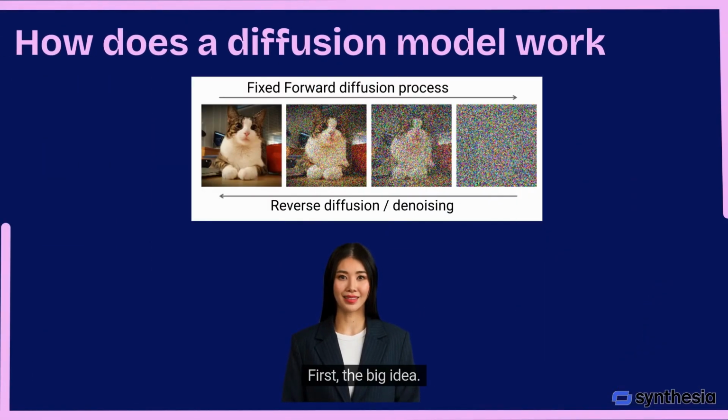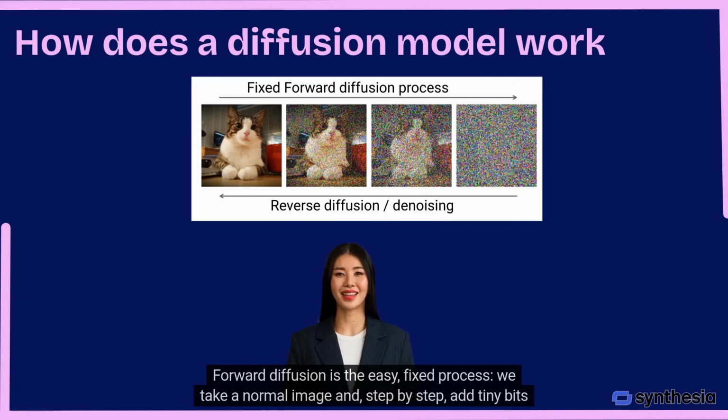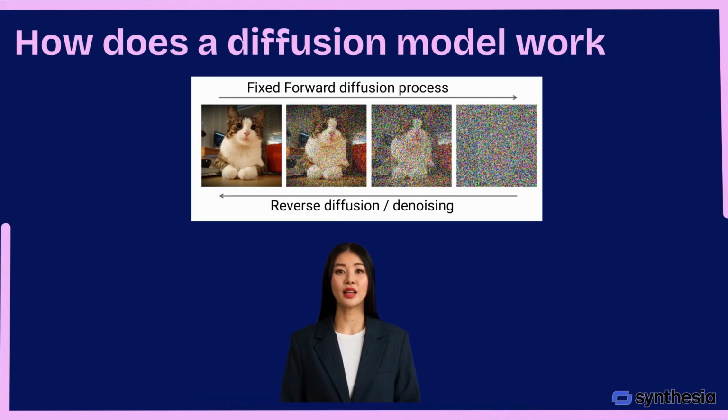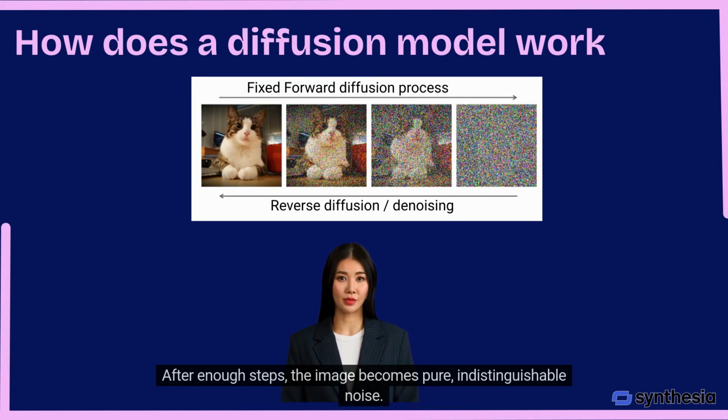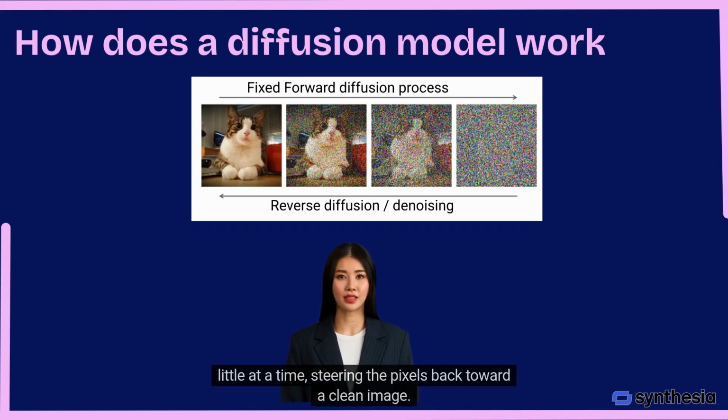First, the big idea. Diffusion has two halves, forward diffusion and backward diffusion. Forward diffusion is the easy, fixed process. We take a normal image and, step by step, add tiny bits of noise. After enough steps, the image becomes pure, indistinguishable noise. Backward diffusion is the learned process. Starting from that random noise, the model removes noise a little at a time, steering the pixels back toward a clean image.